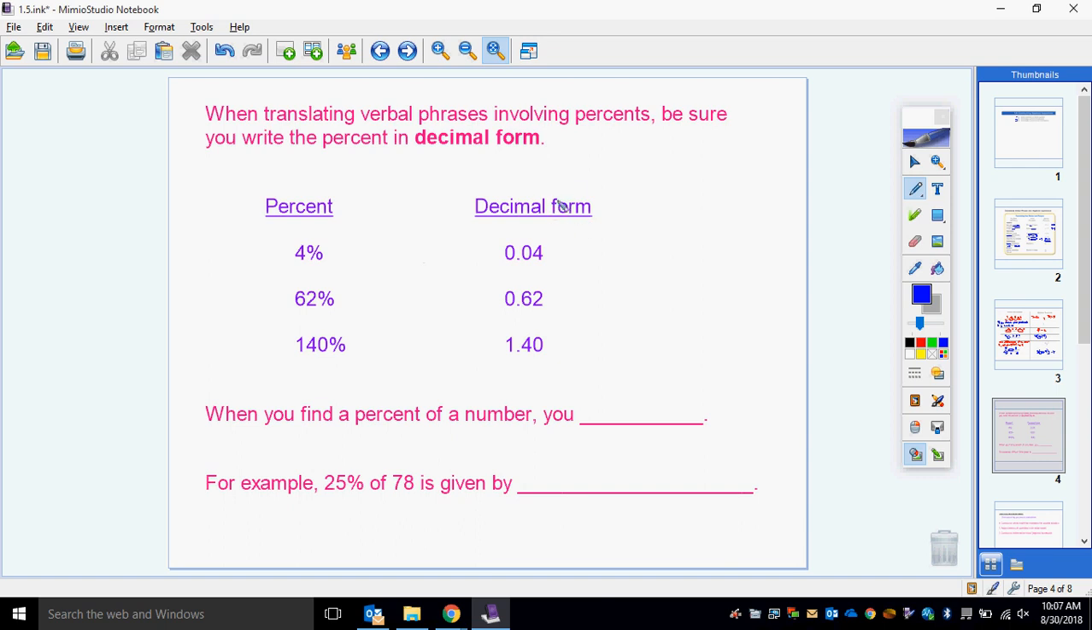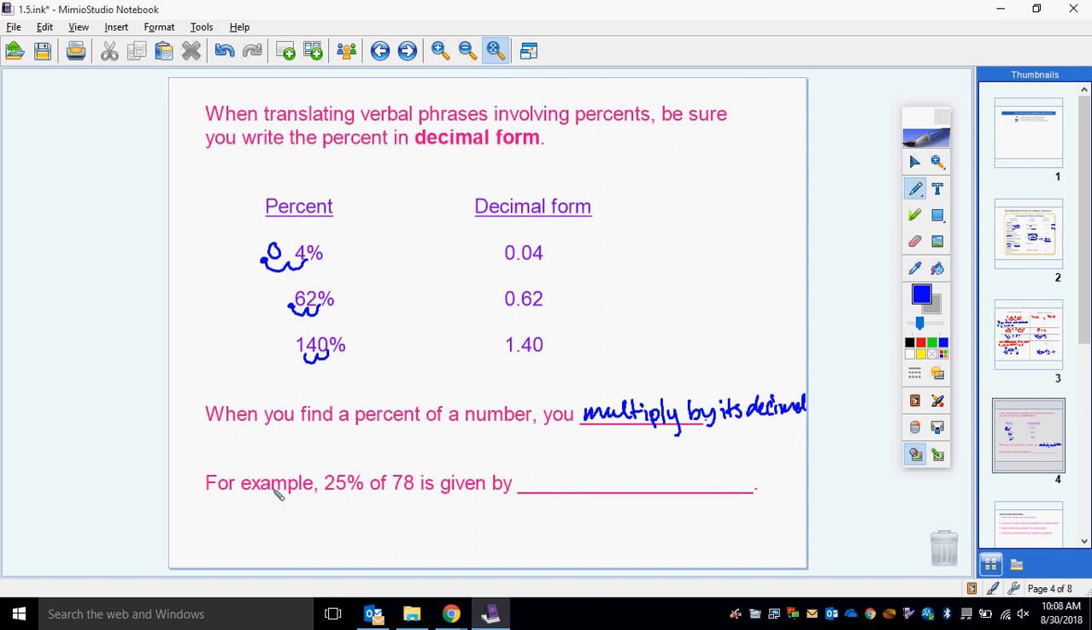When you're translating verbal phrases and they involve percents, be sure you write the percent in decimal form. We can't type a percent into a calculator, but we can type a decimal. So let's review what 4% looks like in decimal form. Remember, we always move the decimal over two place values. So when I do that, I get 0.04. Same thing here, I'd get 0.62. And 140% is 1.4 as a decimal. So when you find a percent of a number, you want to multiply by its decimal.